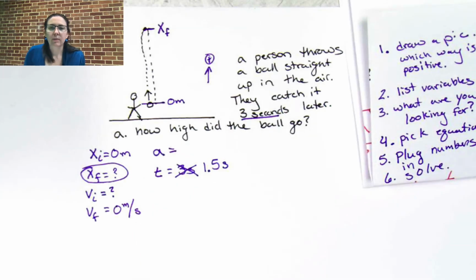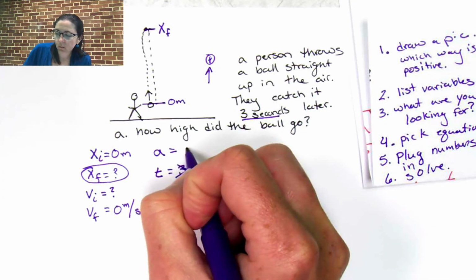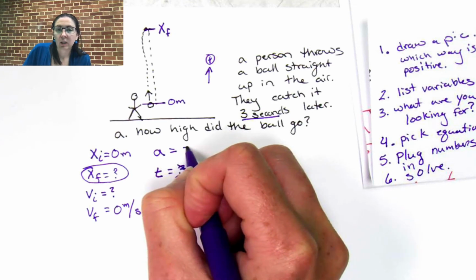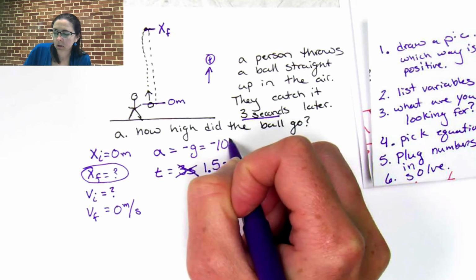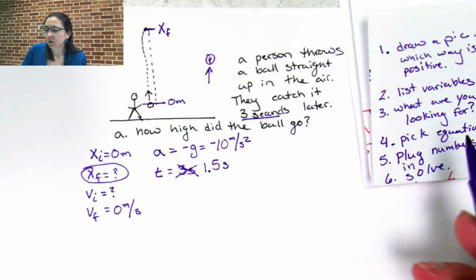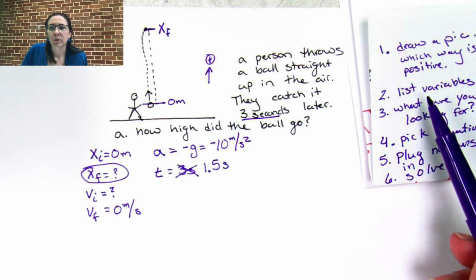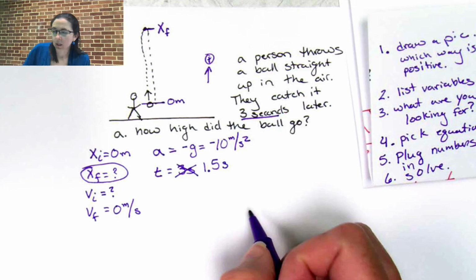That leaves us with figuring out what the acceleration is. Well, the thing that's pulling on the ball is the Earth. The force is gravity. So this acceleration will be opposite g, negative gravitational field strength, or negative 10 meters per second squared. That will be our acceleration. So we listed our variables, we found what we were looking for, now we just need to pick the equation.